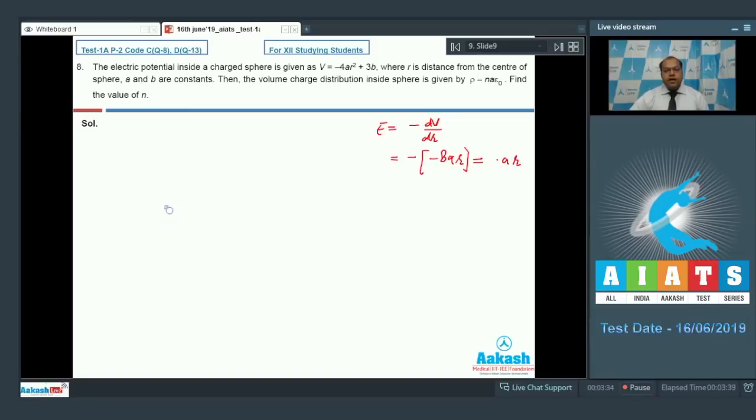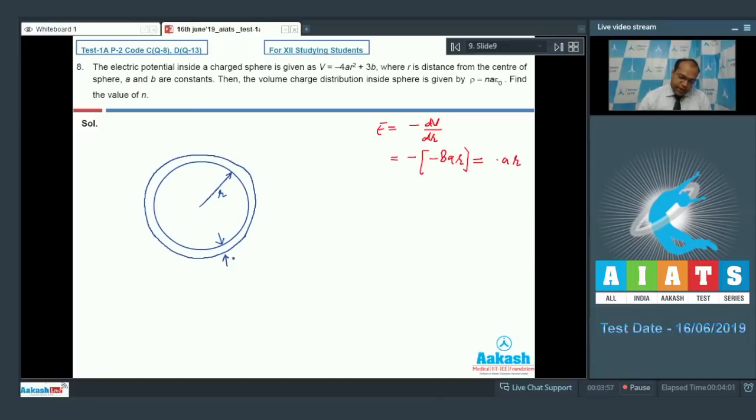Now I am considering a spherical shell of radius small r, and I am considering another shell of radius r plus dr. So there is another shell over it and this thickness is dr. Now the charge enclosed in this region is dq, and if I consider the flux due to this enclosed charge, then I can write phi as E into A, or d phi as E into dA plus A into dE.